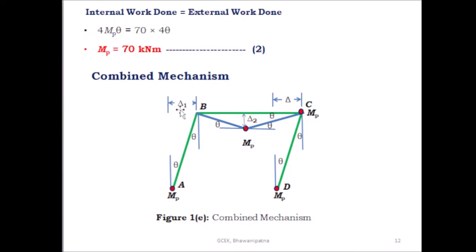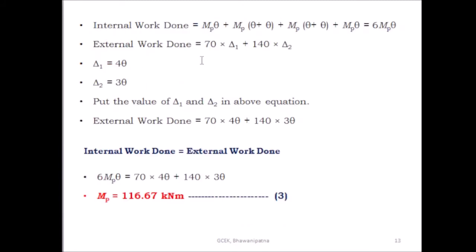So 70 into delta 1 is the external work done at joint B, and under this load what is the external work done? Here the collapse load is 140 kilonewton and the virtual displacement is equal to delta 2. So the external work done is equal to 140 into delta 2. So the total external work done is equal to 70 into delta 1 plus 140 into delta 2.